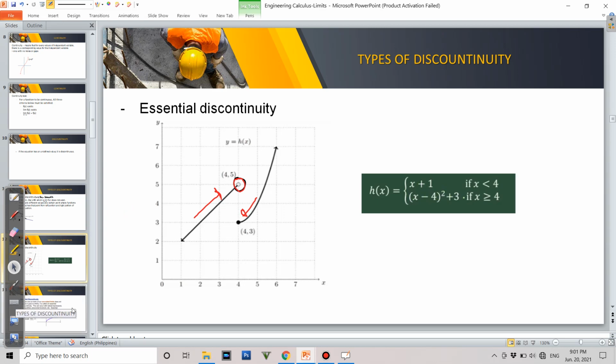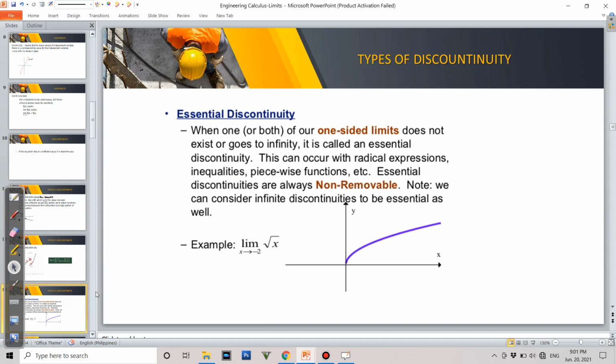Essential discontinuity could also exist in radicals. So when there is a square root, and of course a negative square root, it does not exist, or there will be a mathematical error on that. That is why you can see here that this function only lies on the first quadrant. If we are going to have an x which is negative on the left portion, we will find an error on the function. Hence, this is another essential discontinuity.